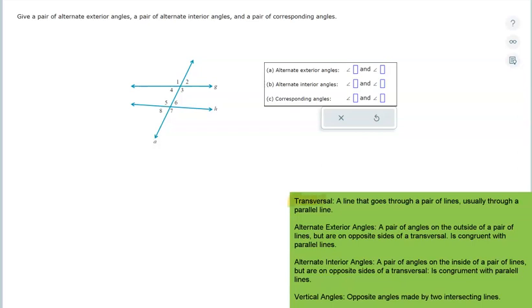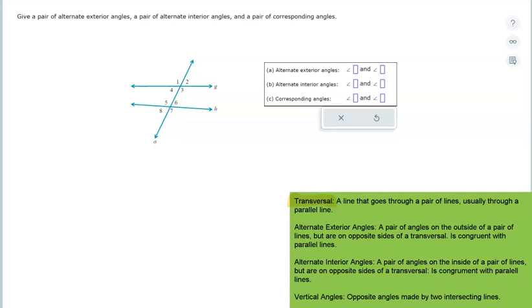The first one is a transversal. And a transversal is a line that goes through a pair of lines, usually through a parallel line. So if we look on our assignment today, our first problem, number 1, which you see here, what I just highlighted, that is a transversal because it goes through lines G and H. So a transversal is basically any line that goes through a pair of lines.